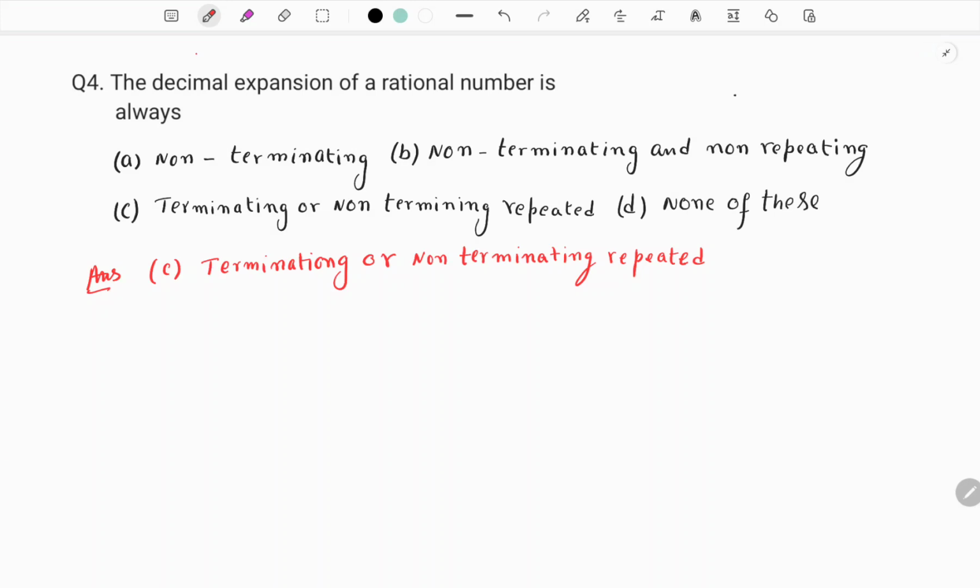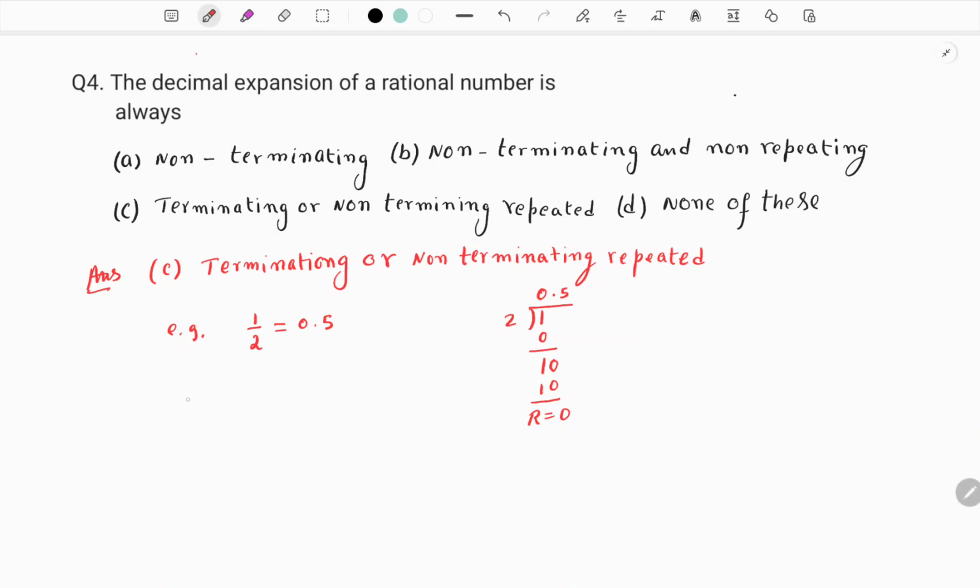So let us take some examples on this problem. So one example, let us take the number 1 by 2. 1 divided by 2. So here we can write 2 into 0 is 0. So 1, put here a point and put here 0. 2 into 5 is 10. So here the remainder is 0. So if the remainder is 0, then we call it terminating. So this one is equal to 0.5.